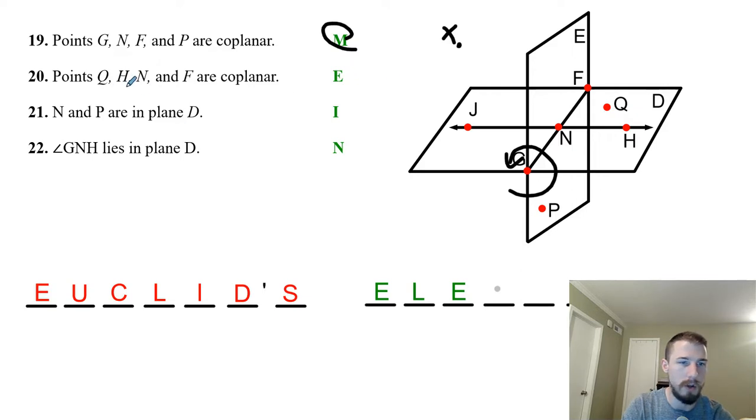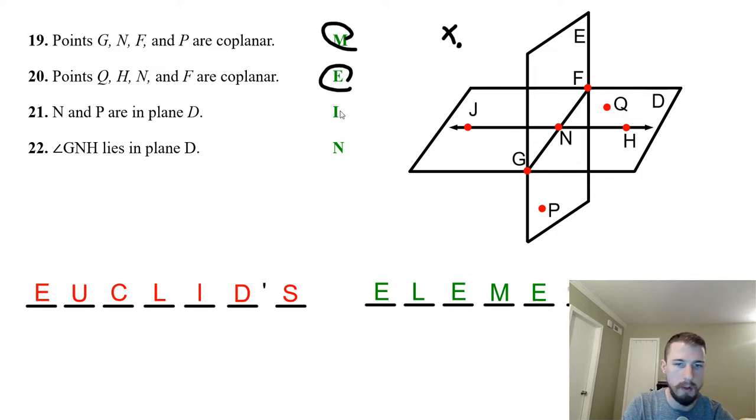Then we have Q, H, N, and F. Let me go ahead and clear that out real quick. All right, so Q, H, N, and F. It looks like all of those are going to be on plane D, so those are going to be coplanar. So that is circled. So E, L, E, M, E.